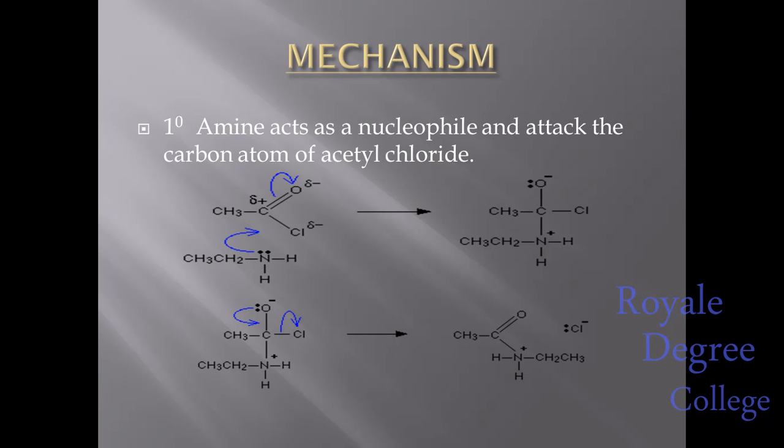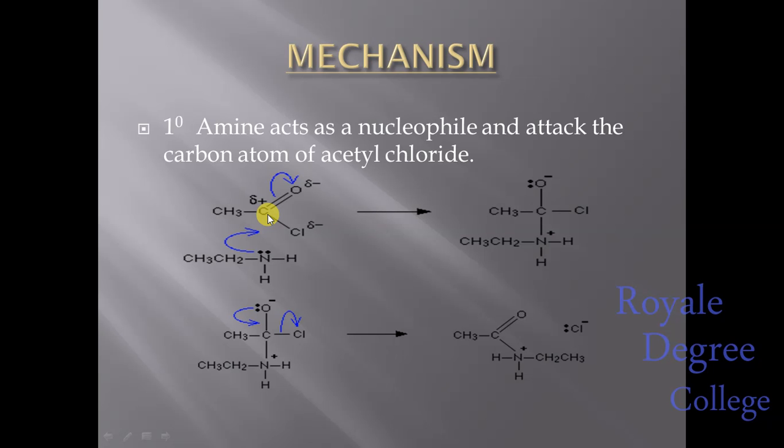Now we will see the mechanism. Primary amine acts as a nucleophile and attacks the carbon atom of acetyl chloride. See here, we are taking acetyl chloride, CH3, single bond C, double bond O, single bond Cl. So what will happen here? When the bond in between carbon and oxygen, double bond is there, now one bond when it is shifted towards the oxygen, oxygen is carrying a partial negative charge. And at the same time, Cl is carrying a partial negative charge. And as the bond is shifted towards the oxygen, the carbon is electron deficient, so it will carry a partial positive charge. This is acyl chloride.